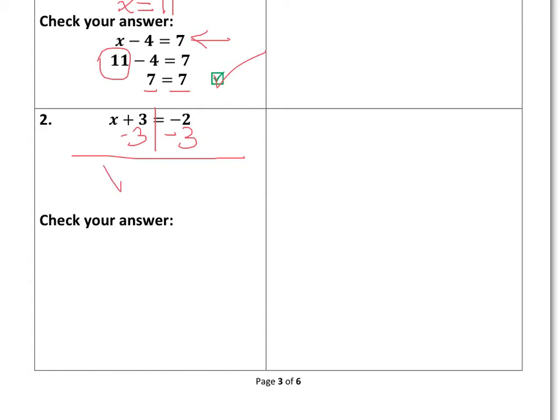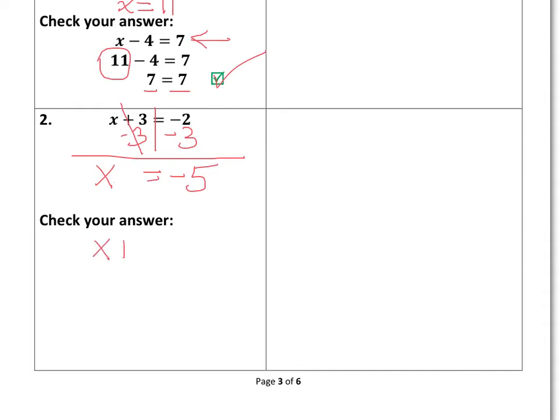X comes down here. Plus 3 minus 3 is 0. I'm sorry, I'm going to have to erase my mess here. Just doesn't look good. X comes down. 3 minus 3 is 0, so they just reduce out. Negative 2 plus a negative 3 is negative 5. So I think that's my answer, but I need to check my work.